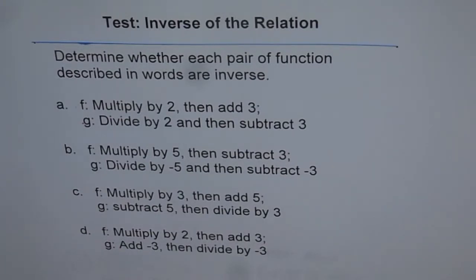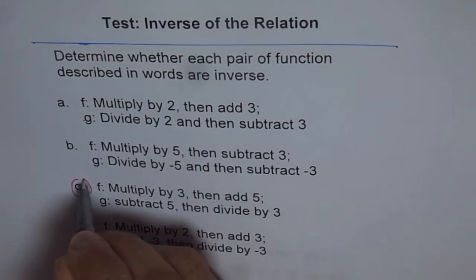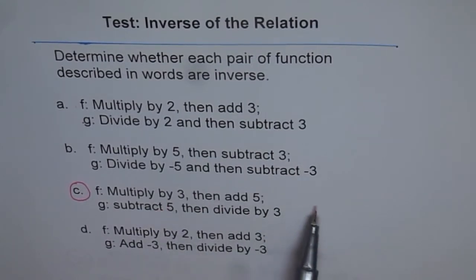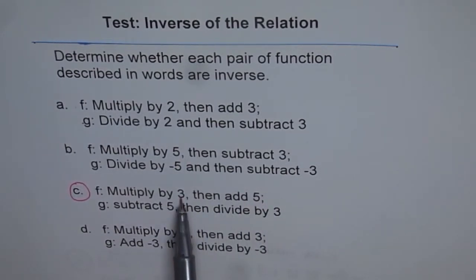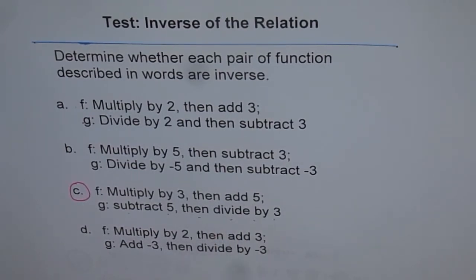My solution is that there is only one out of these four which is related as function and its inverse, and that is part C. Here, as you can see, we are reading it in the reverse order. Multiply by 3, then add 5, that means subtract 5 and then divide by 3. So that becomes the inverse: subtract 5, then divide by 3. So that is the only set which actually conforms with function and inverse function.